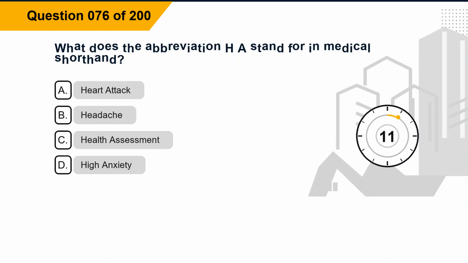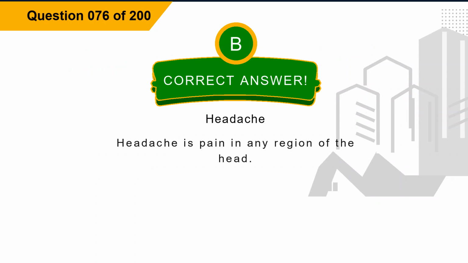Question 76. What does the abbreviation HA stand for in medical shorthand? Option A, heart attack. Option B, headache. Option C, health assessment. Option D, high anxiety. The correct answer is option B, headache. Explanation. Headache is pain in any region of the head.